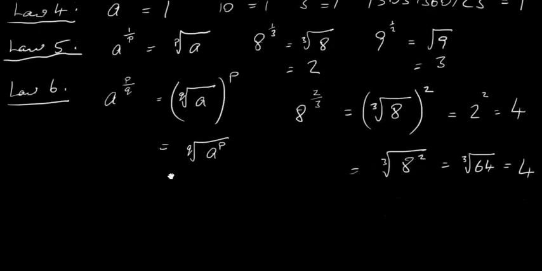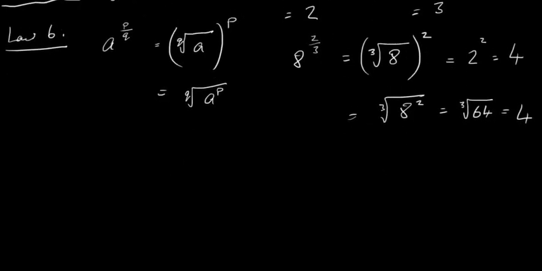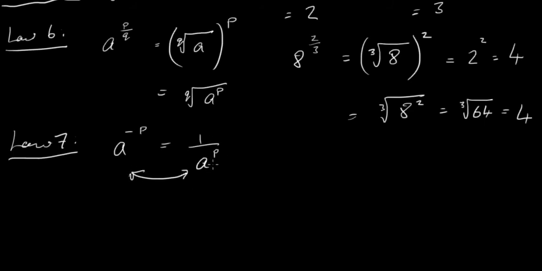Okay. So let's move on to law number 7. So law number 7 then is, if you have a to the power of minus a number, so let's say minus p, that's just simply 1 over a to the power of plus p. So in questions that you get, you need to be able to go this way and this way. You need to be able to see this and recognize it as being this, and this format as being this format here. So you need to be able to go in both directions.